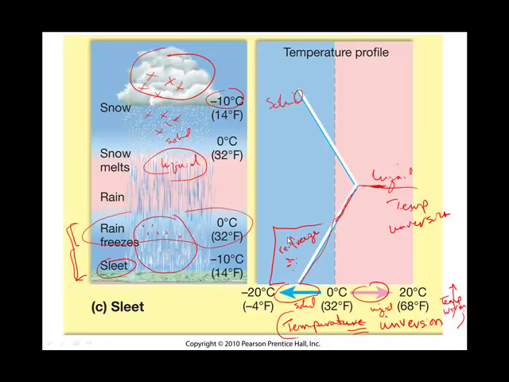I don't have a thing to draw. My X's are snowflakes and my circles are liquid. Okay, I guess I could kind of make them, this is my sleet.